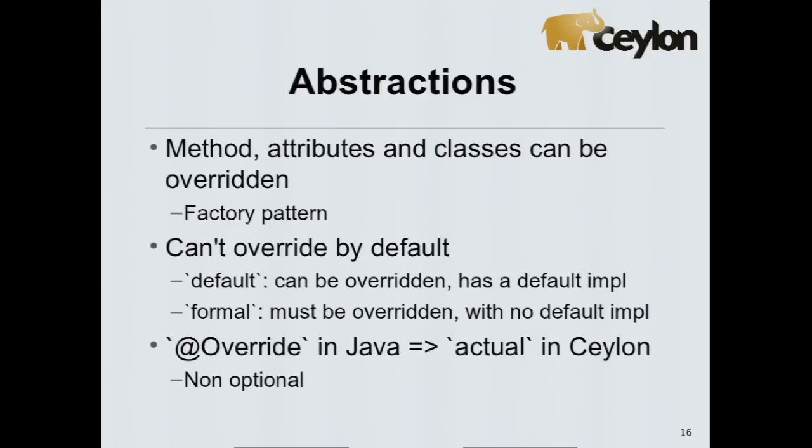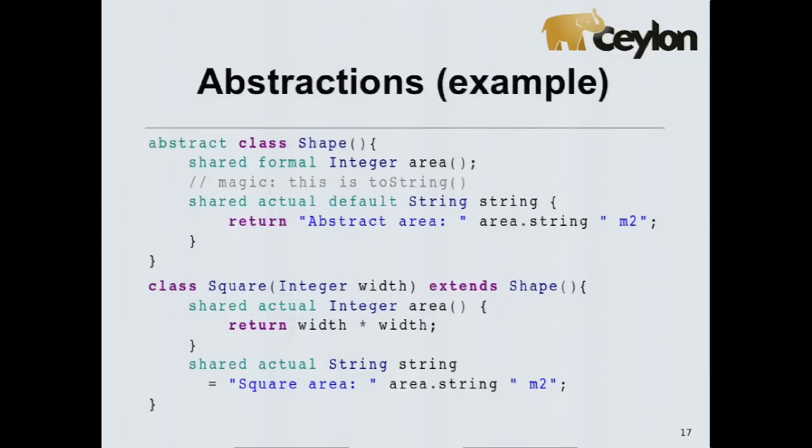Stefan was telling me that these are not keywords, so to speak. These are annotations. The language has very, very few keywords. That's a minor detail. There is a difference between Java's override and the actual annotation in Ceylon: the fact that you must put it if you are actually overriding something. So it's kind of an optional check in Java that's totally enforced in Ceylon to reduce the kind of bug you would get.